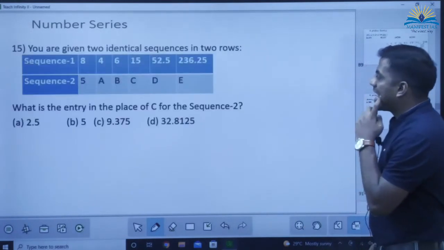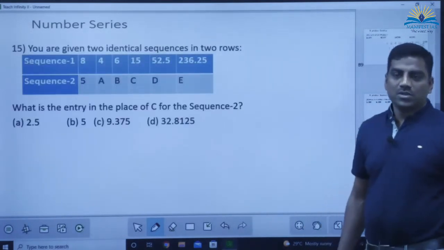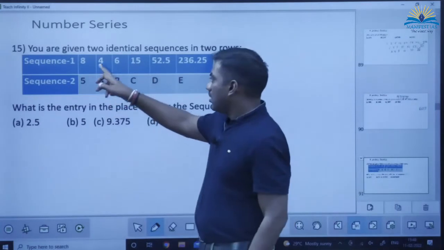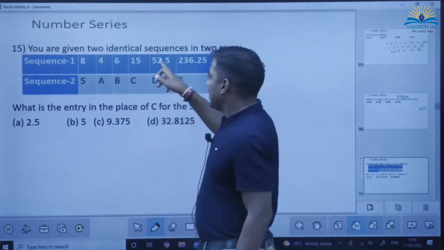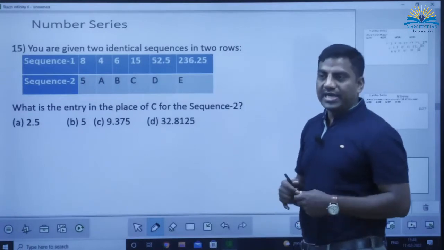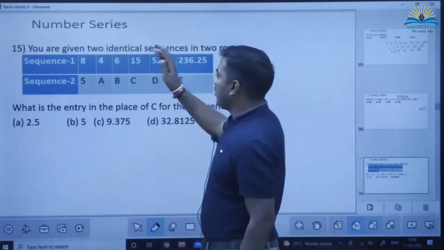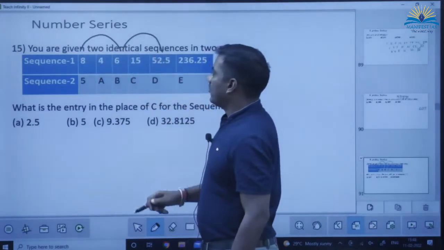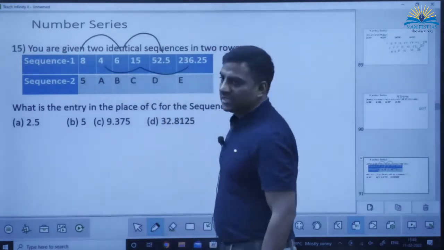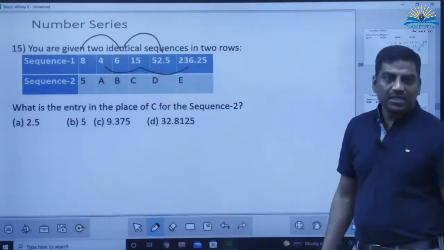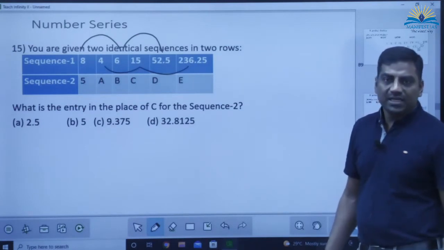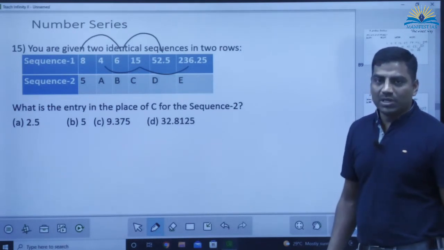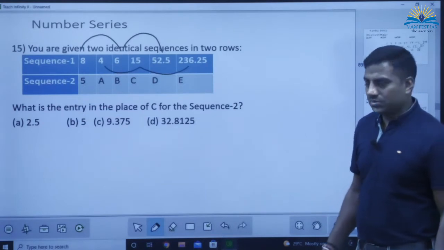Next. This is a beautiful problem. Look here. Dip, raise. That too, exponential raise. As I told earlier, our regular method, alternative numbers will go. But what is the relation between 8 and 6? 6 and 52.5? Or 4, 15, 236.25? Is there anything? Are you finding anything? Yeah, it is one of the toughest problems, I believe.